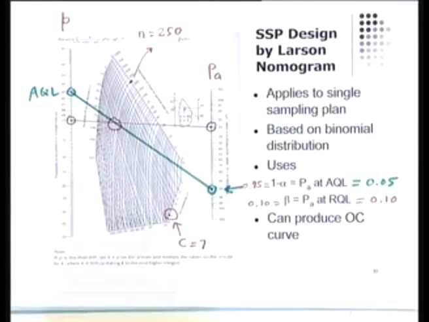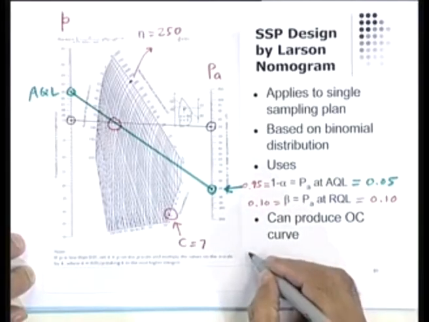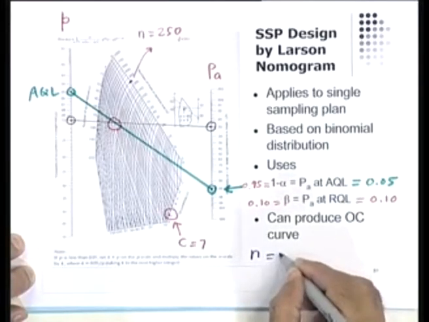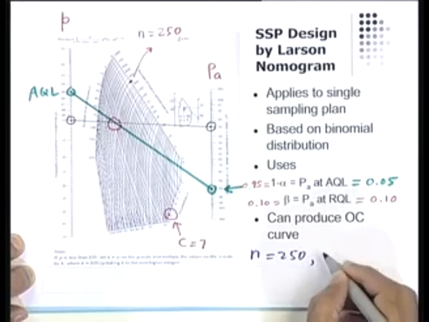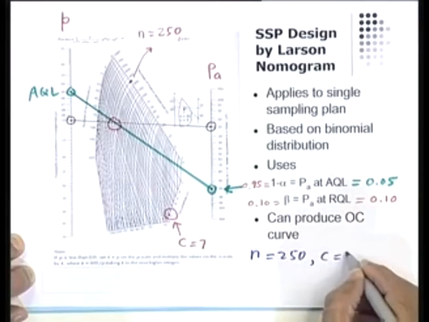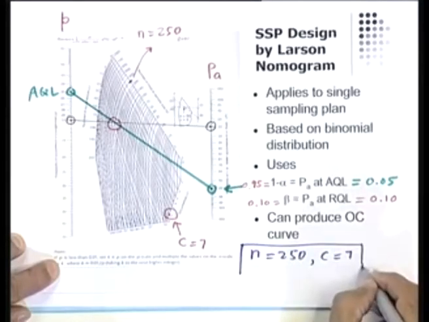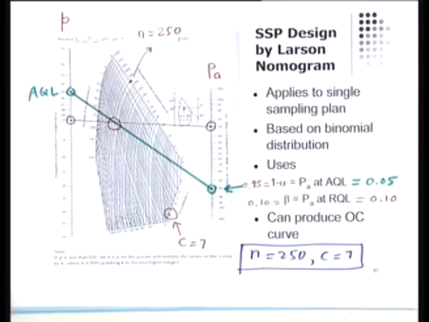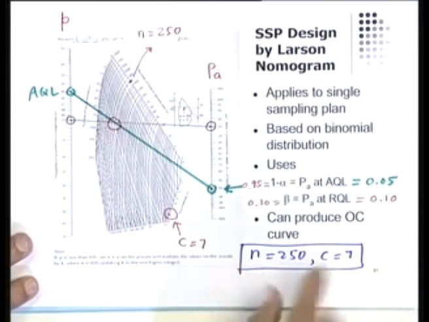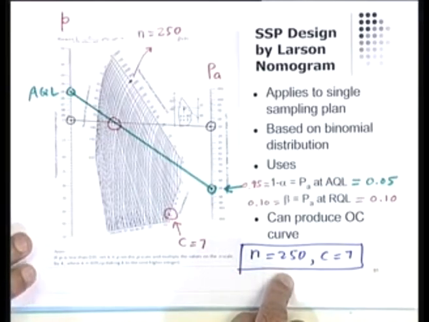Now what is the result of doing all this? I've got my sampling plan designed, and the sampling plan will be going like this. I have here N equal to 250, C equal to 7. And that's my single sampling plan. And the design is now complete. Now if I wish, I can construct the OC curve for it.